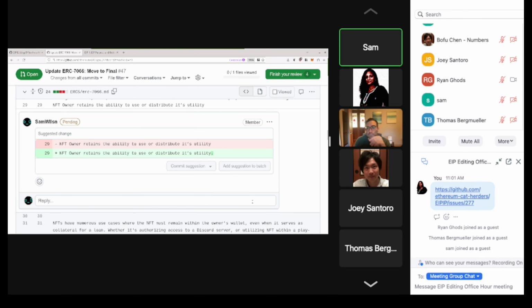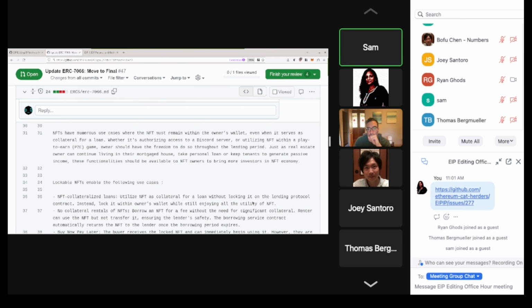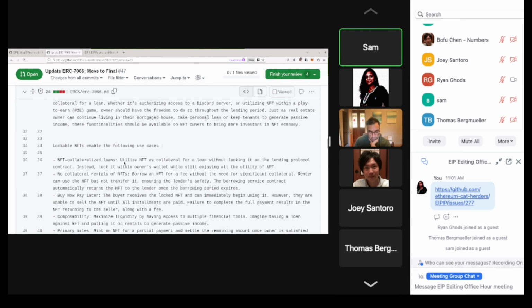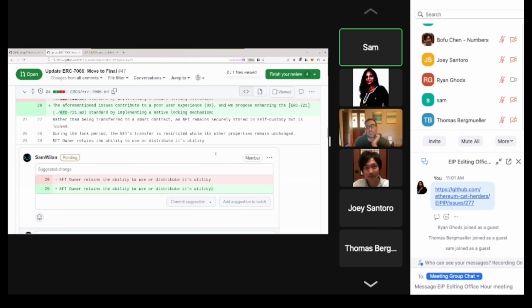NFTs have numerous use cases where the NFT must remain within the owner's wallet, even when it serves as collateral for a loan, whether it's authorizing access to a Discord server, or utilizing the NFT within a play-to-earn game. Owners should have the freedom to do so without the lending period, just as a real estate owner can continue living in their mortgaged house, take a personal loan, or keep tenants to generate passive income. These functionalities should be available to NFT owners to bring more investors into the NFT economy. Sure. Do I have edit rights on this? I do, so I could just make these changes.